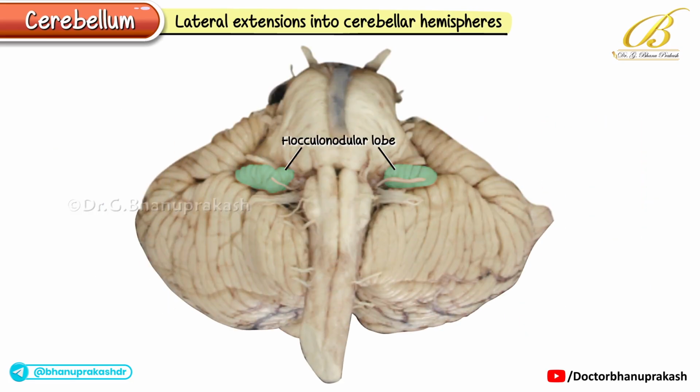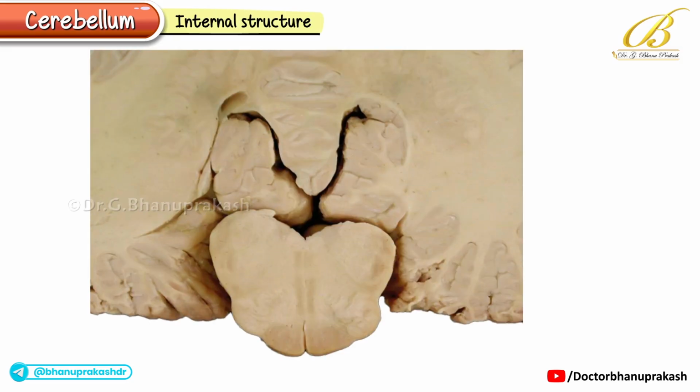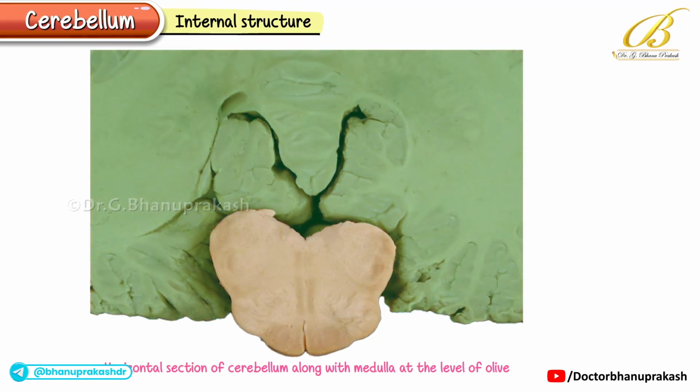Lastly, we have the flocculonodular lobe. Here, the vermis contains the nodule, which extends laterally as the flocculus. Now let us explore the internal structure of the cerebellum. This image shows us a horizontal section of the cerebellum, along with the medulla at the level of the olive.